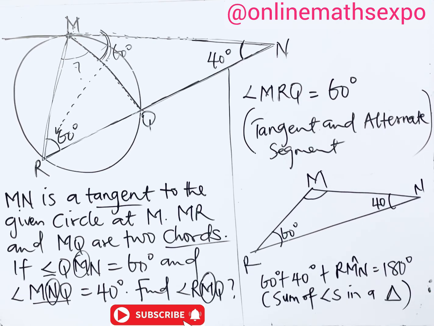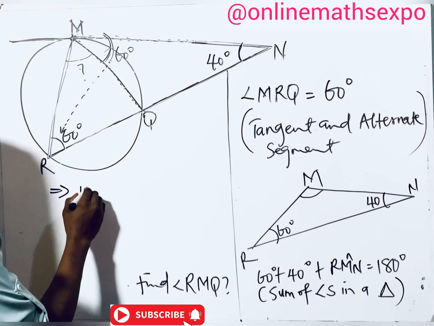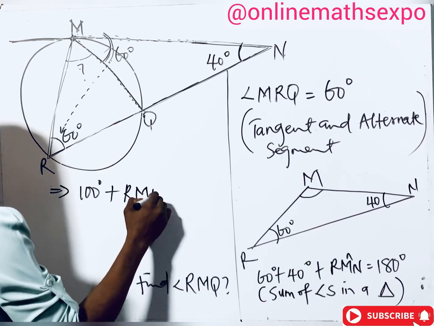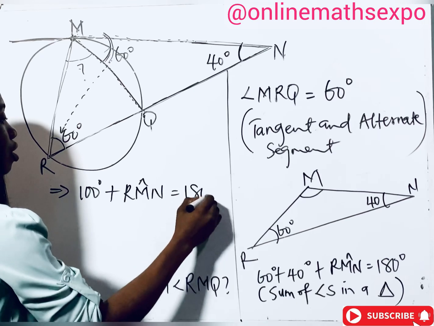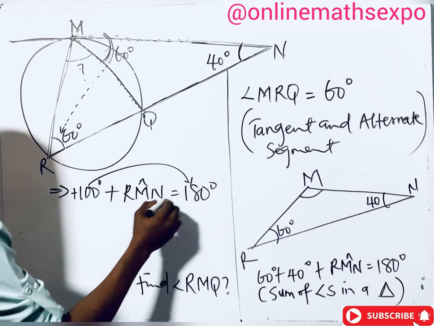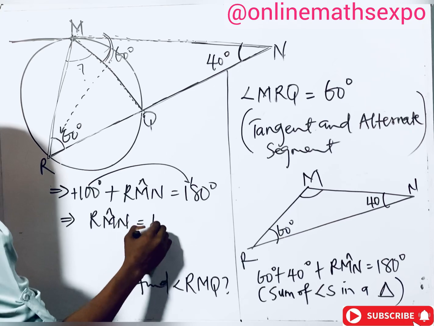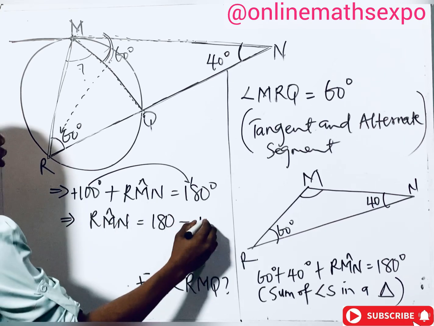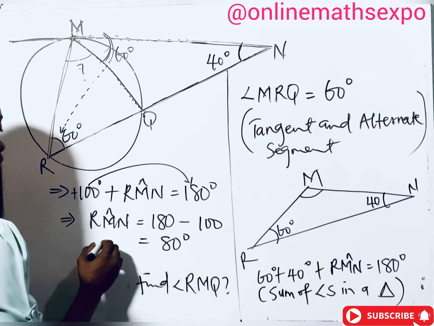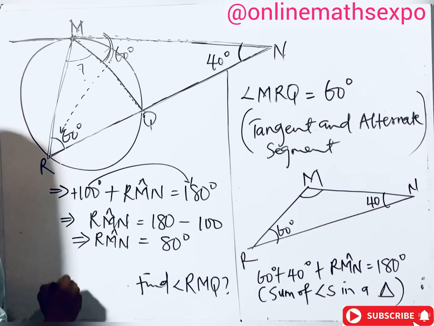So let's now add up. Add this up, it gives us 100. So we're going to have 100 degrees plus this RMN is equal to 180 degrees. Remember, this is positive, so we're going to subtract from both sides. So we're going to have angle RMN is equal to 180 degrees minus 100. I hope you're with me there. And when you subtract this, it gives us 80 degrees. So angle RMN is simply what? 80 degrees. What does it mean?